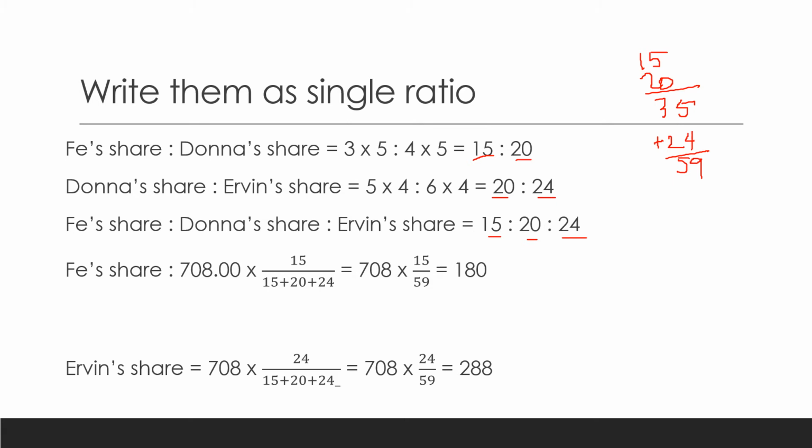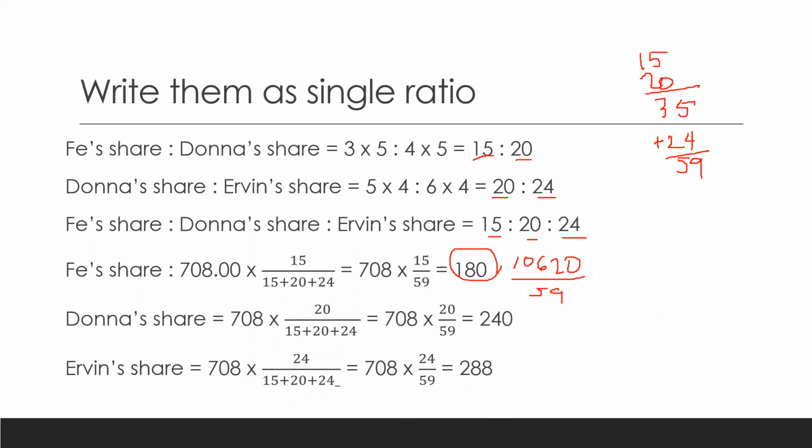Okay, 708 times 15 equals 10,620 over 59. So divided by 59, the final answer is 180. So that means Fe's share in their allowance is 180.